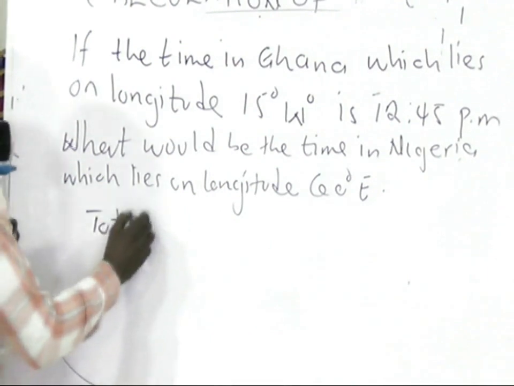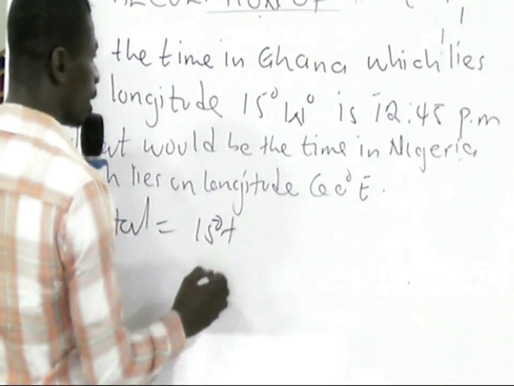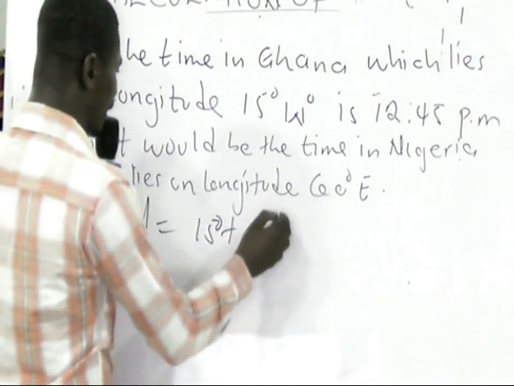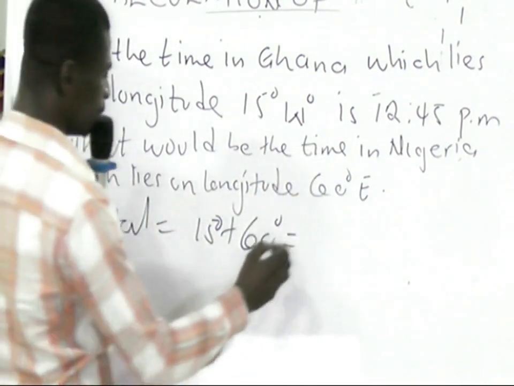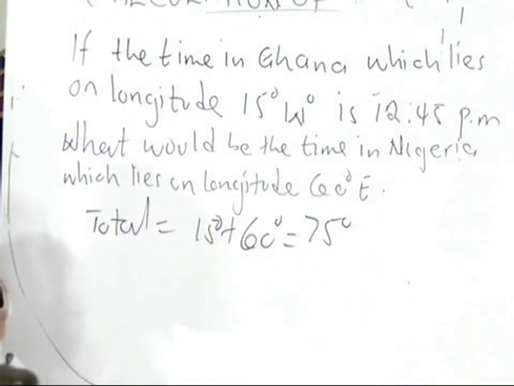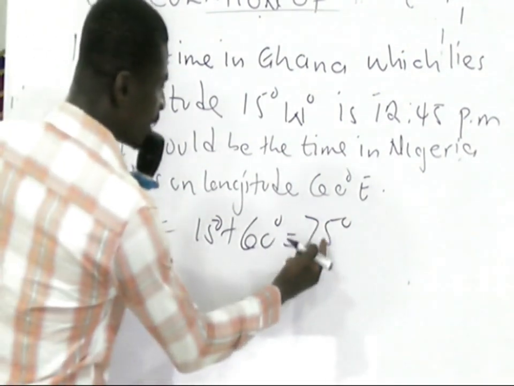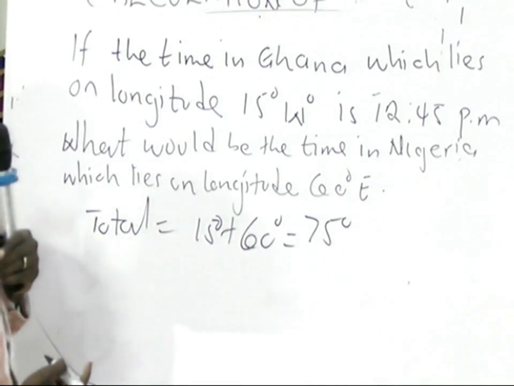And so you are going to find the total. You're going to have 15 degrees plus 60 degrees, and that will be 75 degrees. Now we know that 75 degrees you need to convert to time.